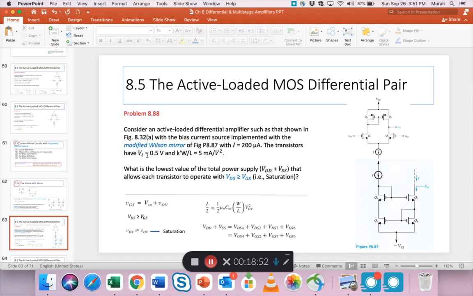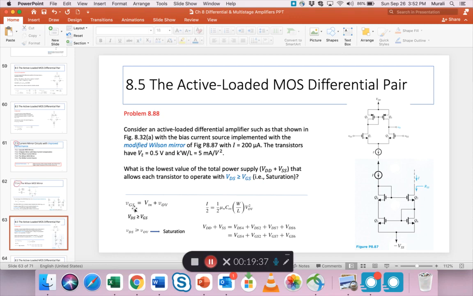Now the transistors have Vt, the threshold, given, and this K is also given. What is the lowest value of the total power supply? That means this power supply and this power supply that allows each transistor to operate with VDS greater than VGS. So every one of the transistors has to operate with this condition, VDS, drain to source, greater than gate to source. Now, isn't this saturation? This is the definition of saturation, right?